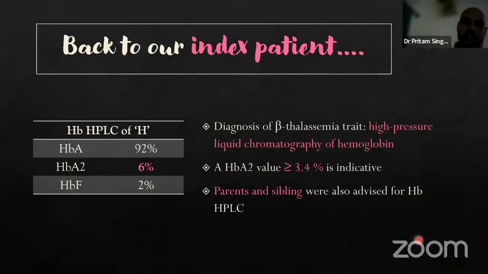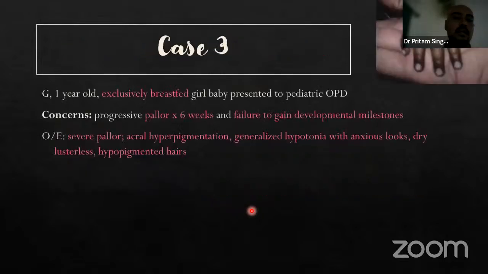So back to our index patient. As you suggested, I did hemoglobin HPLC, and as you can see, HbA2 is well above the cutoff of 3.4 to diagnose beta thalassemia trait. So the child was now labeled as beta thalassemia trait, and the parents and sibling were also requested to get an HbHPLC. This is something clinicians often forget. If a patient has been diagnosed with beta thalassemia trait, it is our responsibility to at least request the sibling and the parents to get that screening done. Otherwise, a medical hazard can happen, as you can understand.